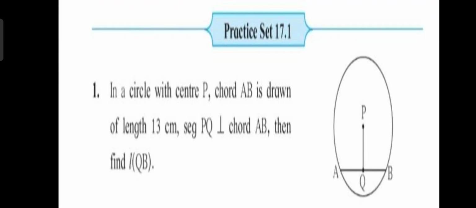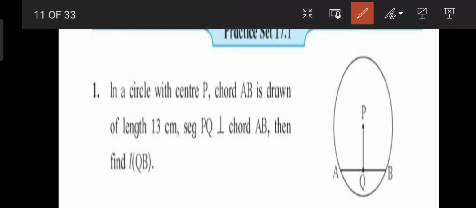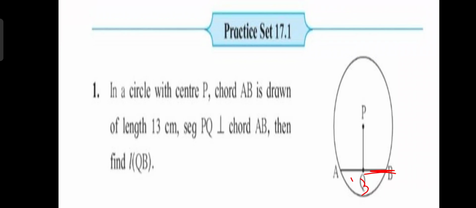In a circle with center P, chord AB is drawn of length 13 cm. Here it is telling that the length of AB is 13 centimeters, meaning AB is equal to 13 cm. Segment PQ bisects chord AB, then find length QB. We have to find out this length. So how are we going to solve it?